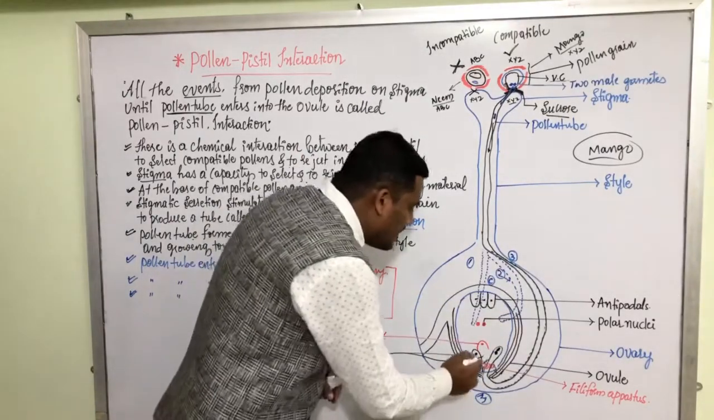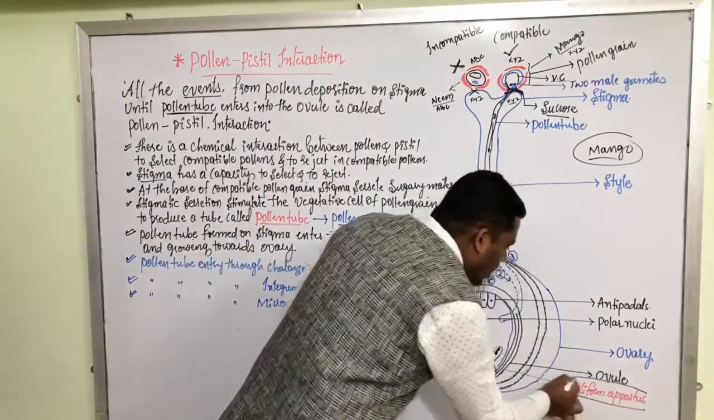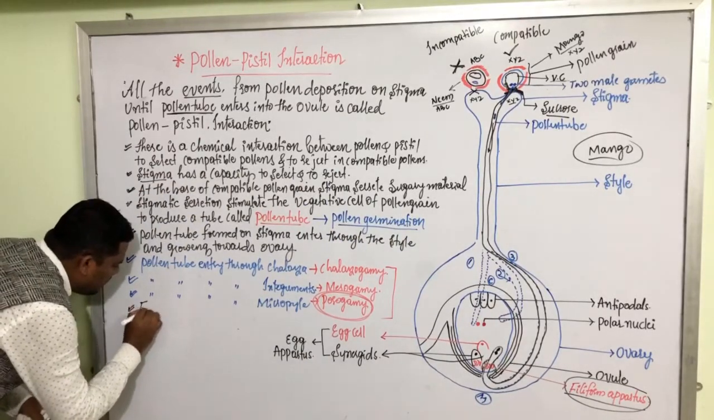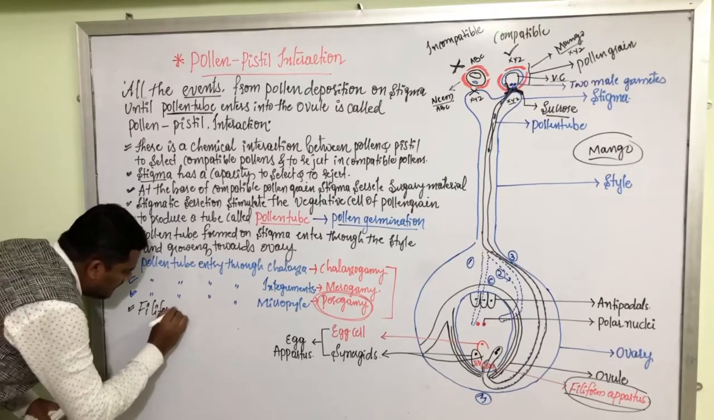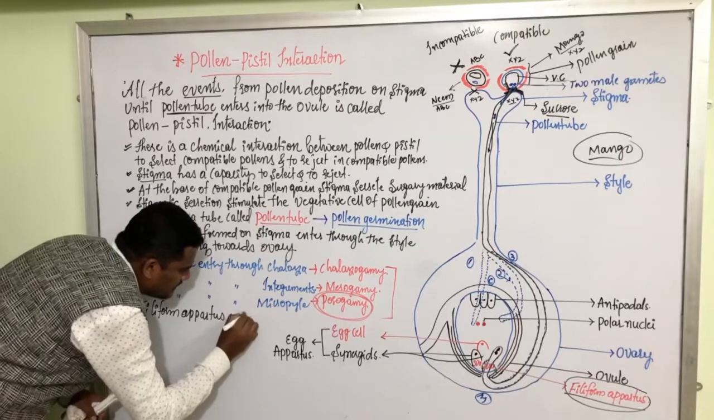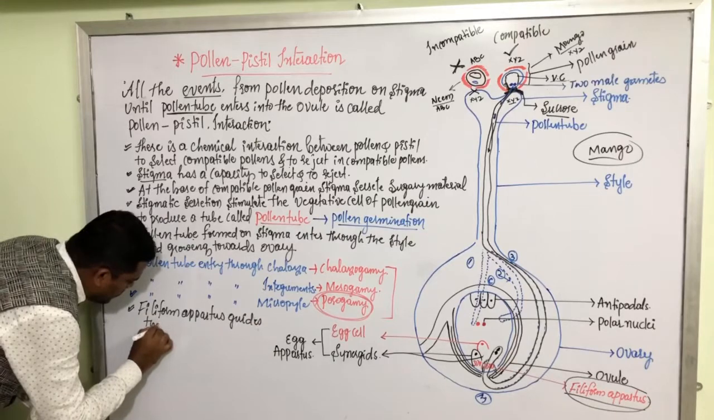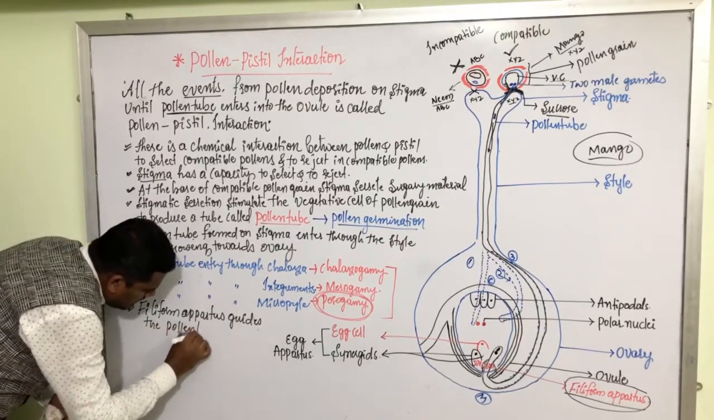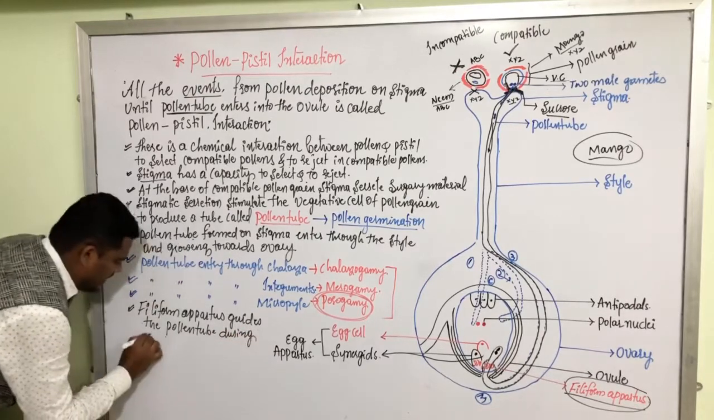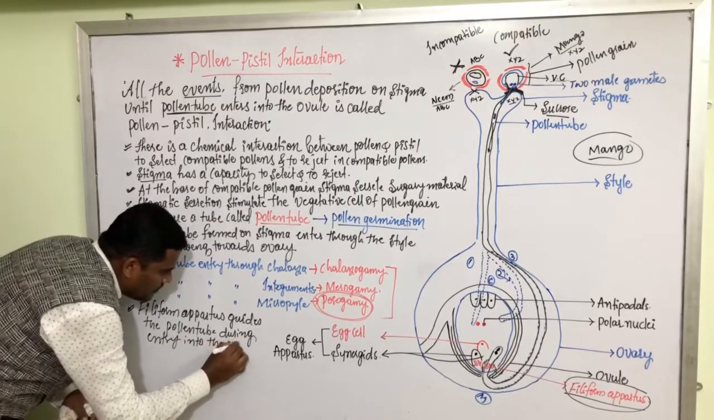Who guides the pollen tube entry into the ovule? It is filiform apparatus. Let us write that point. It is very, very important. Filiform apparatus guides the pollen tube during entry into the ovule.